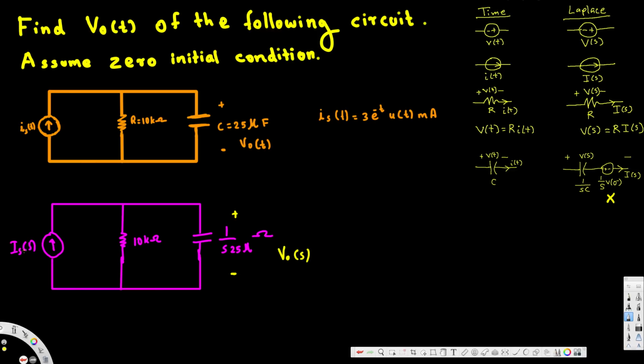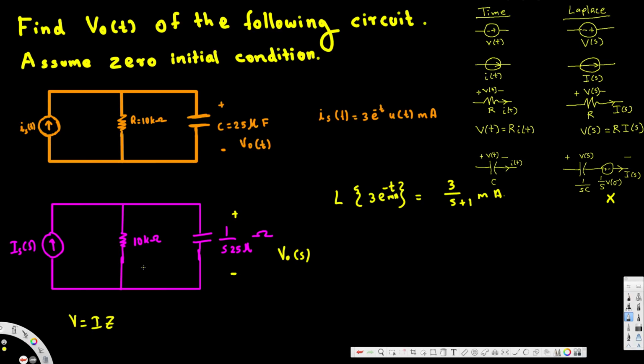Now first we have to convert this given current. We have the current source provided, that is small i_s(t) equal to 3 e to the power negative t u(t) mA. Here we convert this into the Laplace domain. To convert this, we do the Laplace transform. If you do that for 3 e to the power negative t, you will get 3 over s plus 1, and the unit is milliampere. So this is the Laplace transform of the given current.